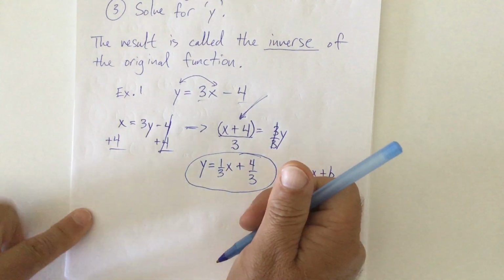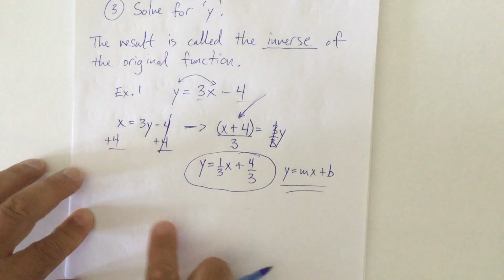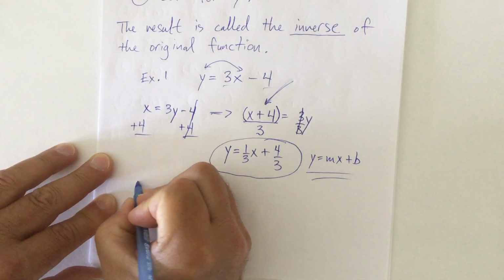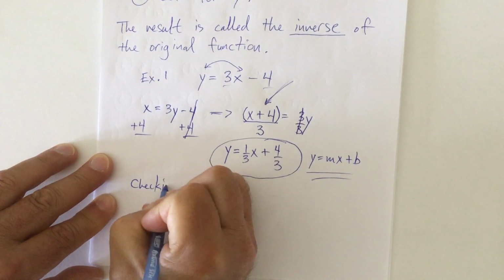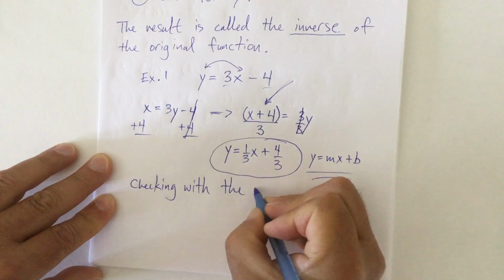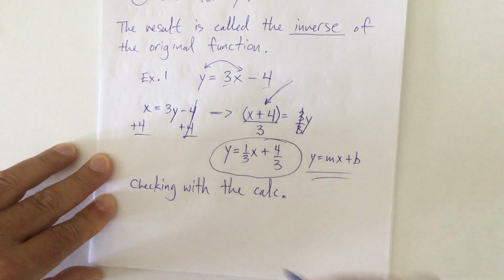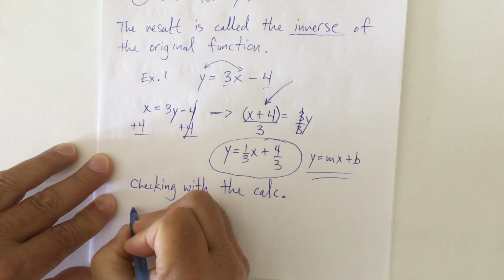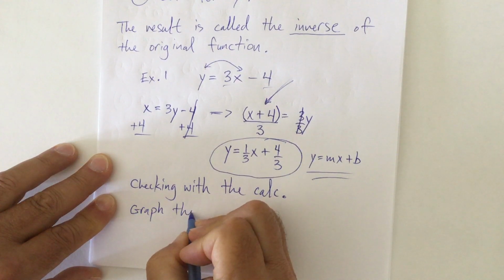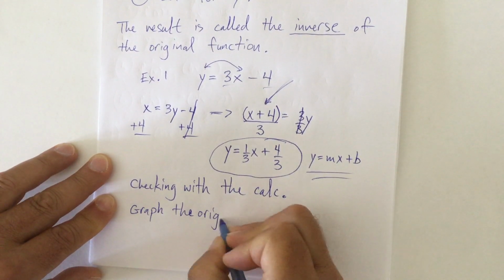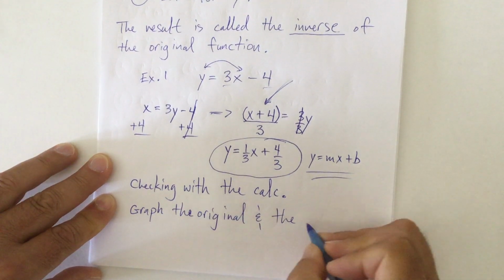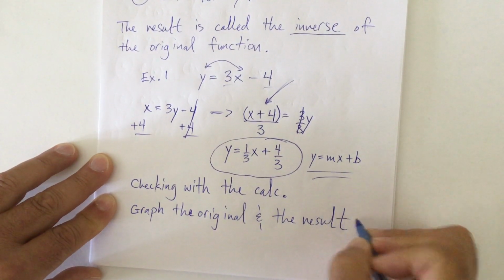Here's the way we check something using the graphing calculator. So here we go. We've got a little bit of explanation here. To check, we're going to say, checking with the calculator. All right, so we're going to graph the original and the result, which would be called the inverse.